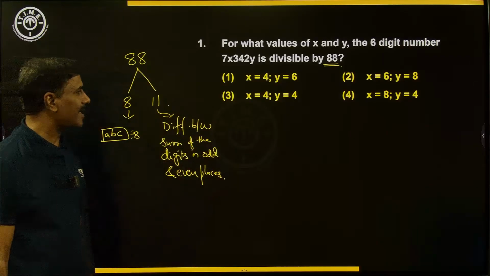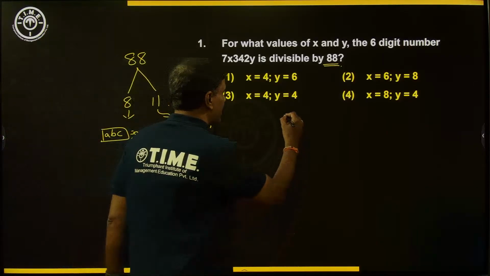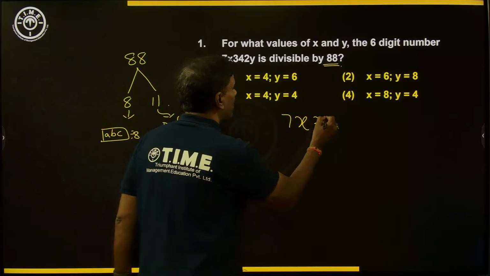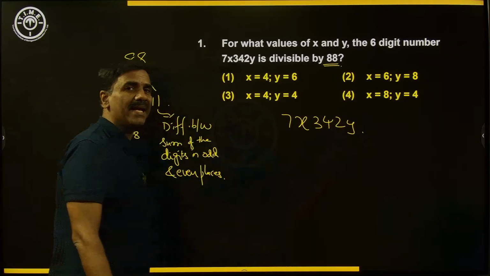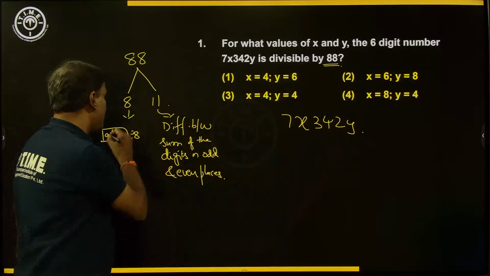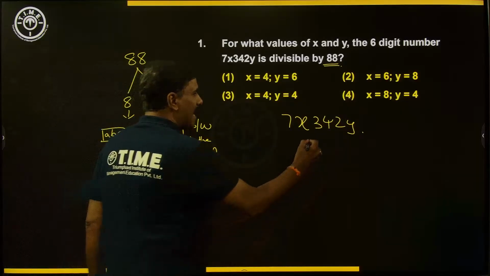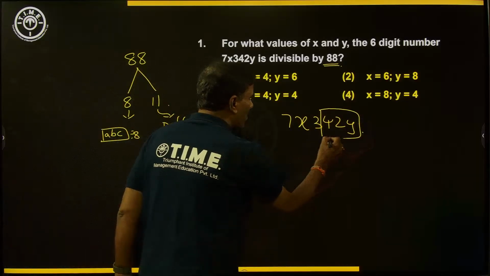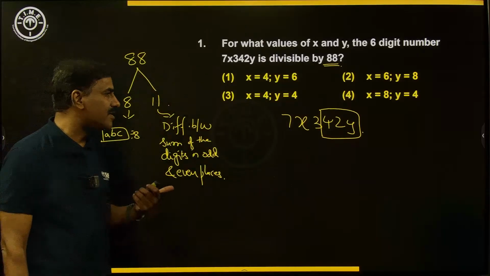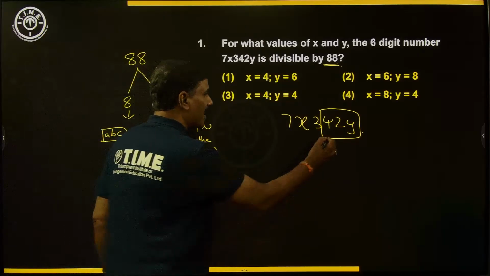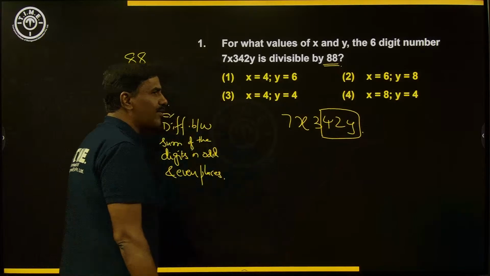So the number given to us is 7x342y. First we will focus on divisibility by 8. What is the rule? The last 3-digit part should be divisible by 8. What is the last 3-digit part? Here we are having 42y. And we know 8 5s is 40, or 8 50s is 400. So now we can say, 400 plus some extra number that we are having, which is 2y.